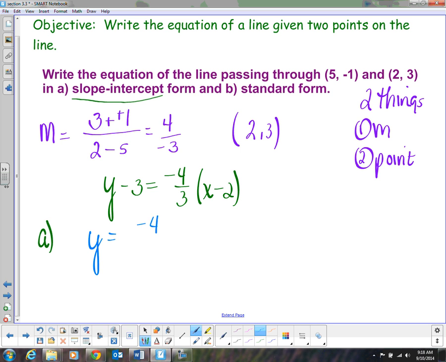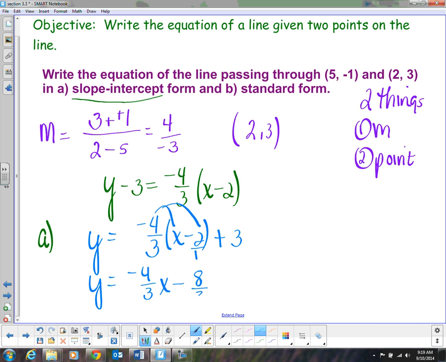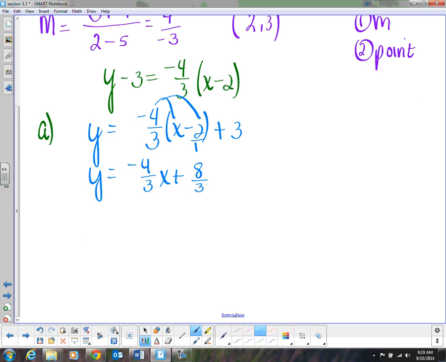Okay. So we get negative 4/3 times x minus 2 plus 3. Is that finished? Now what do you have to do? What does that look like? How do you multiply it? Alright, and that's going to be a positive. So there's your slope-intercept form.